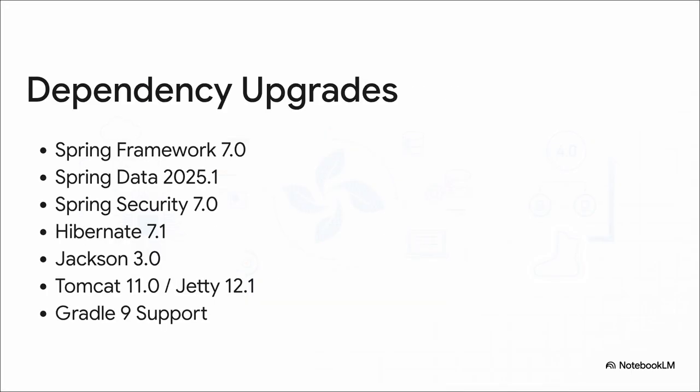And of course, a major version bump brings a whole wave of upgrades across the entire ecosystem. You're getting the latest and greatest from all the core Spring projects like Framework, Data, and Security, not to mention major third-party libraries like Hibernate, Jackson, and the web servers themselves. This all translates to better performance, new features, and the latest security patches.